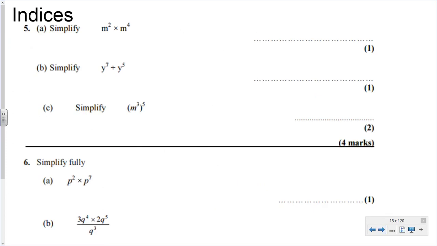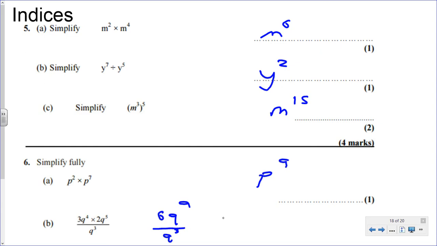Indices now. And if you remember, when I'm multiplying, I add the powers. When I am dividing, I subtract the powers. When I have this bracket situation here, I am then multiplying the powers. Similar down here, I'm going to add the powers. And a slightly tricky one here, I'm going to do this in 2 steps. So on the top here, 3 times 2 is 6. And then I've got q to the 4 times q to the 5. So that's q to the 9, because again, I add the powers. And that's still over q to the 3. Now I've got this dividing situation here, and when I divide, of course, I have to subtract the power. So I've got here 6q to the power of 6. 9 take away 3 is 6.